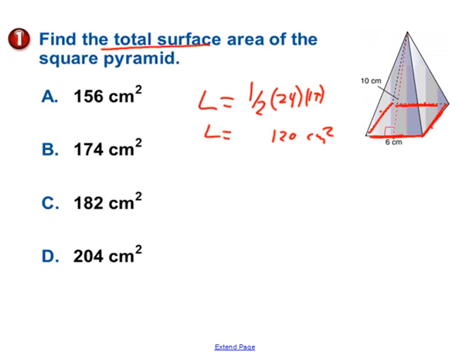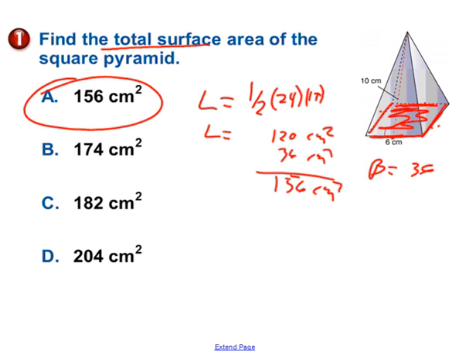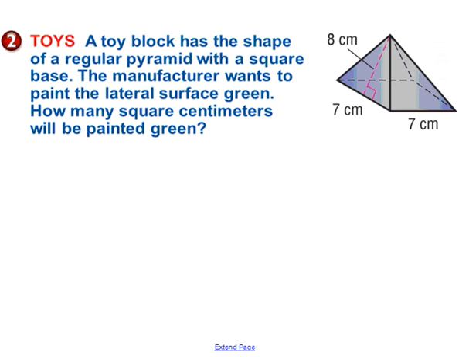I'm asked to find the total surface area, so I need to find the area of the square that's the base and add that to it. The base, of course, would be 6 times 6, because it's a square. 6 times 6 is 36 centimeters squared. So 120 plus 36 is 156 centimeters squared. Letter A looks to be the correct answer.